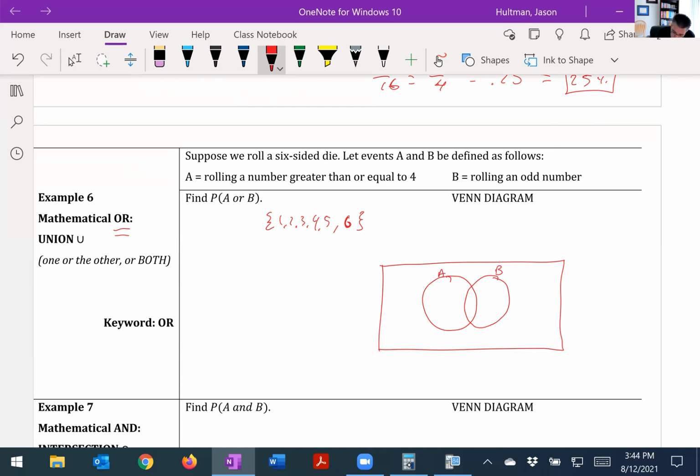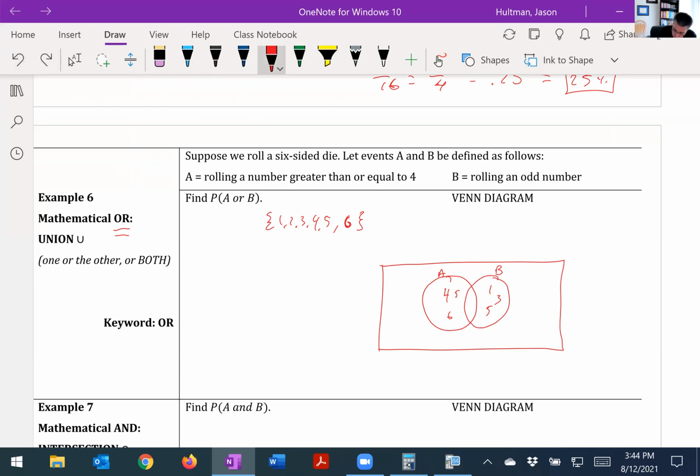Okay, so what's the event of rolling a number greater than or equal to 4? Sorry, greater than or equal to 4, that's 4, 5, and 6, okay? What about event B, rolling an odd number? Well, that's 1, 3, and 5. Notice that 5 is in both categories. So I'm going to put the 5 in the middle here.